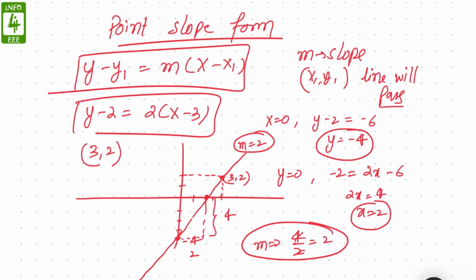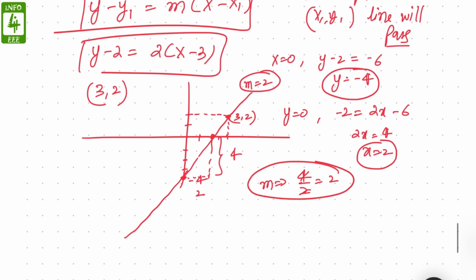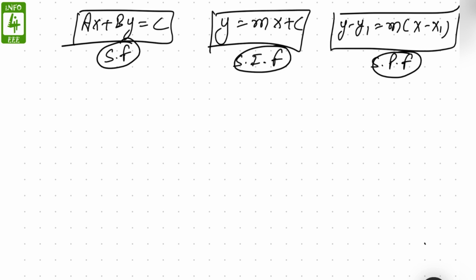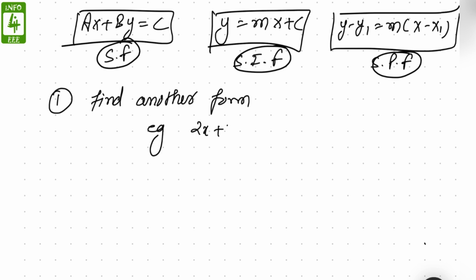Now from the exam point of view, the competitive exam point of view, what questions can be made from this? Let's understand this. They may give you one form and ask you a few things. The first type of question would be to find another form. Example: 2x plus 3y plus 4 is equal to 0. From this form, find the standard form, slope intercept form, point slope form, like this.